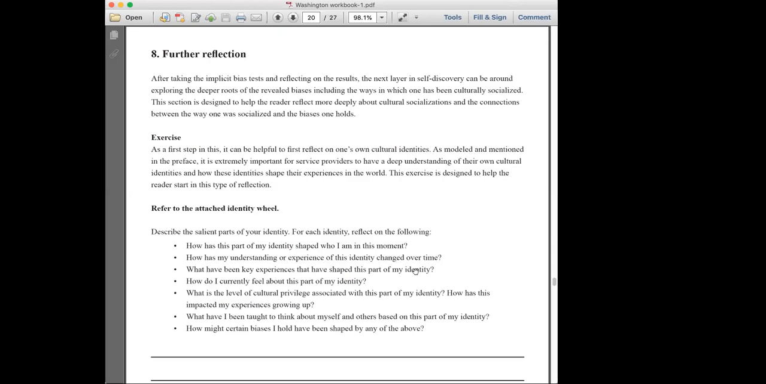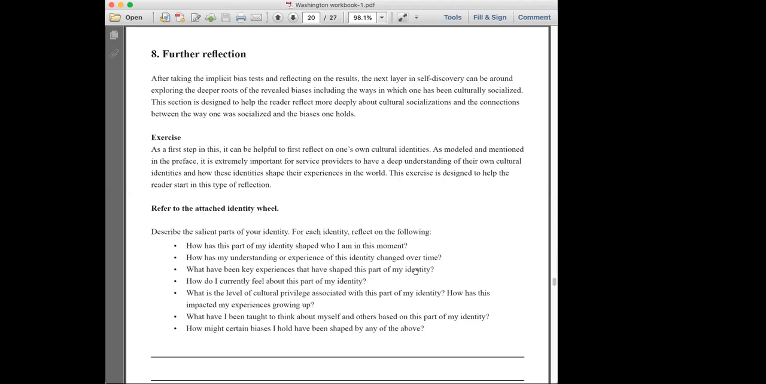The implicit bias tests are standardized tests in some ways, and so they can give you one dimension of information that might be really useful for you in unpacking your implicit bias. And I also believe that's only one dimension of it. It's really helpful for us to unpack the different parts of our identity and become extremely curious with ourselves about how we've been shaped in our identities.